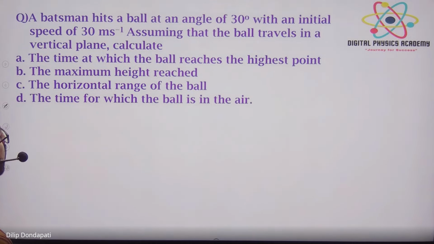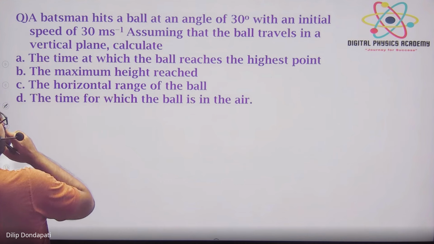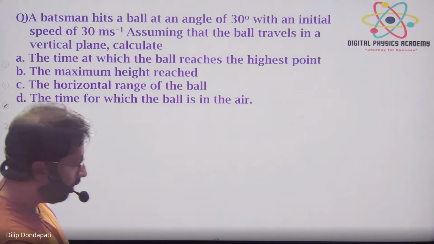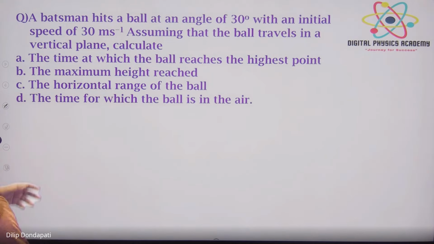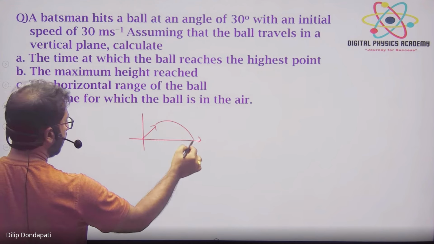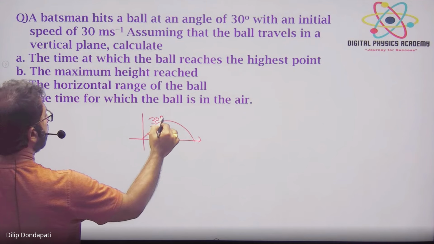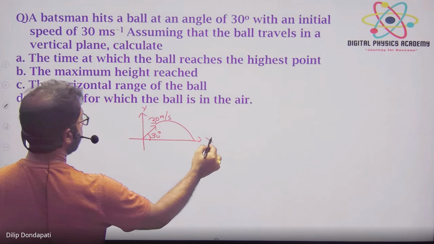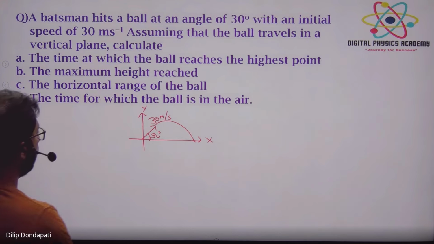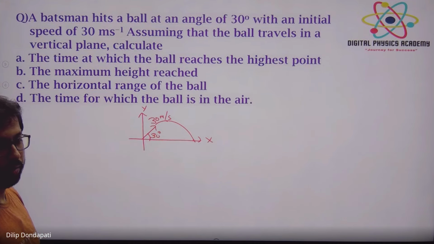Okay, next. A batsman hits the ball at an angle 30 degrees with the initial velocity. The ball travels in a vertical plane. The time at which the ball reaches the highest point is how much? So एक angle में throw किया, indirectly is throwing or hitting anything. ये जाके नीचे गिरेगा, right? कितना angle में? 30 degrees में, velocity is how much? 30 meters per second. The time at which the ball reaches the highest point, कितना time में highest point में reach होगा? What do you want to find?